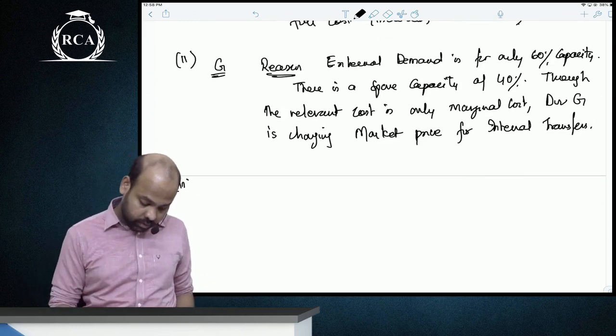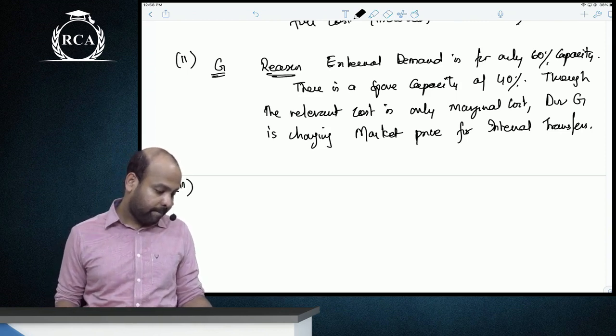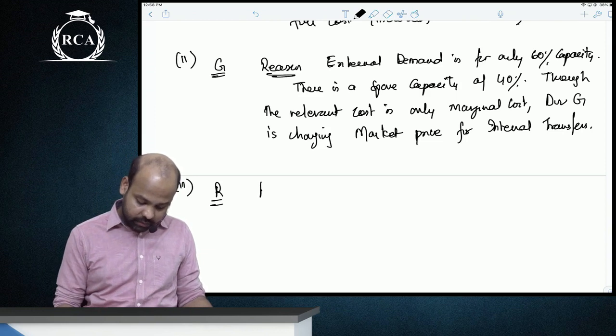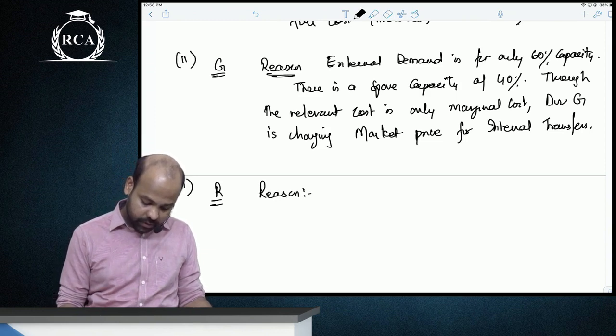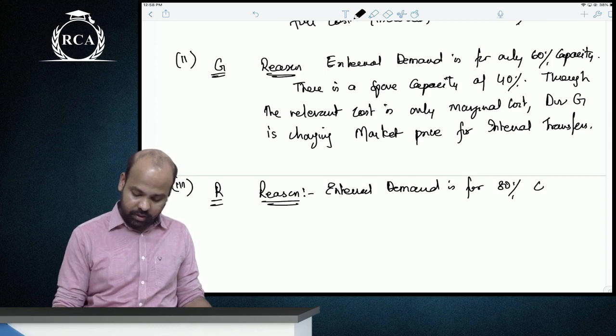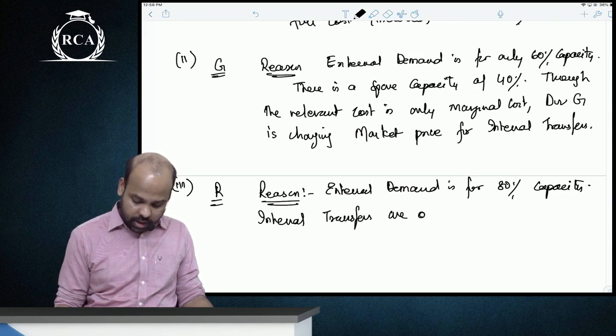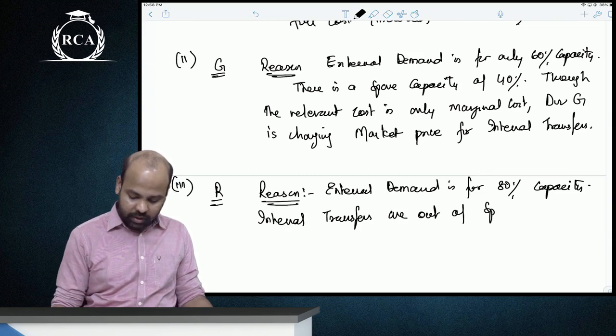Third bit, guys. Division R, guys. Why division R? The external demand, beta, is for 80% capacity. Internal transfers are out of spare capacity.